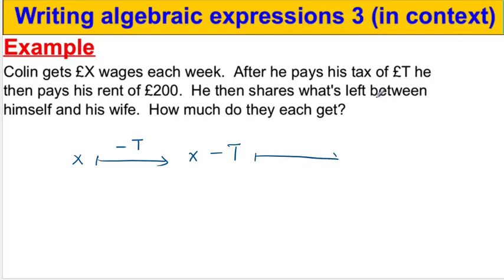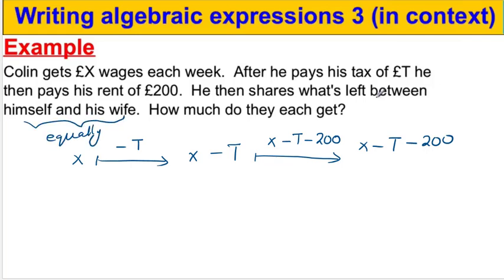So we have to subtract 200 also. So now we have x minus t minus 200. He then shares what's left between himself and his wife. So obviously it is equally divided. So that would become x minus t minus 200, divided by 2. So that's our answer: x minus t minus 200 over 2 pounds.